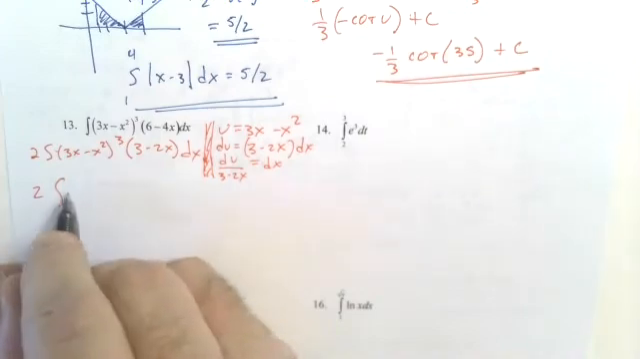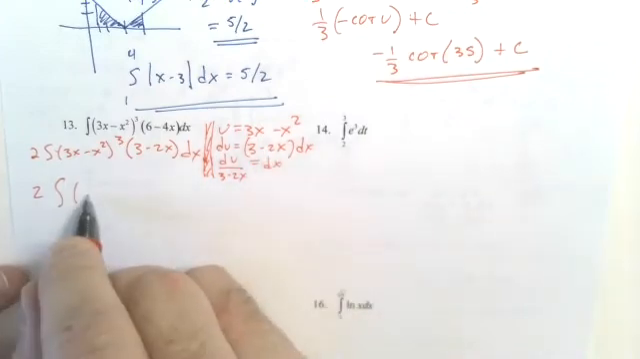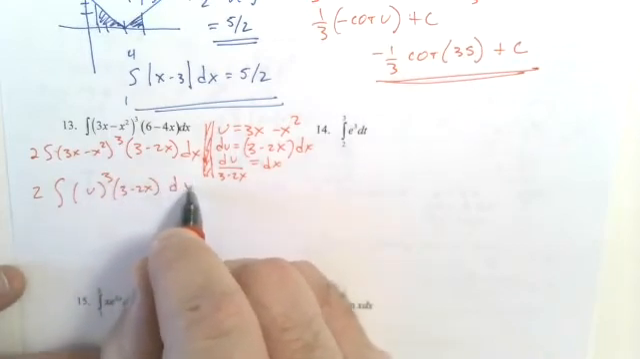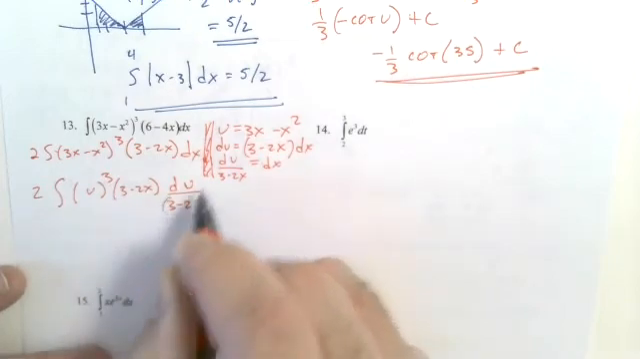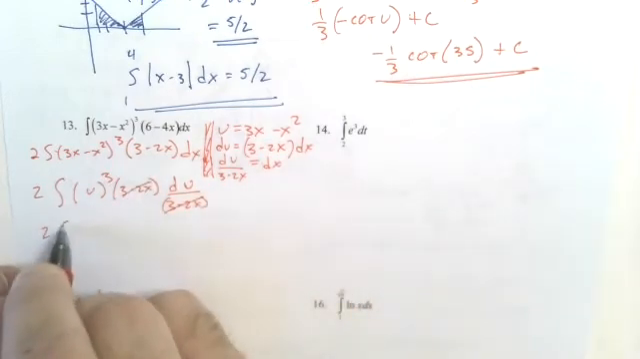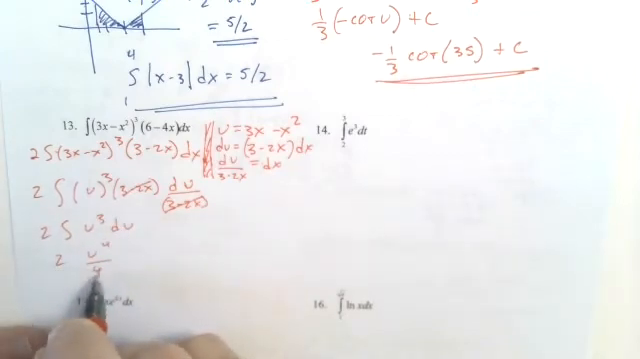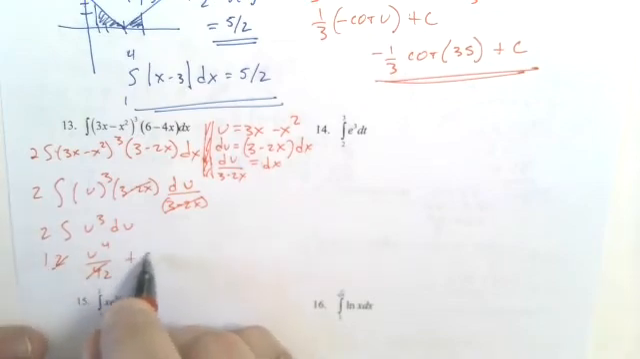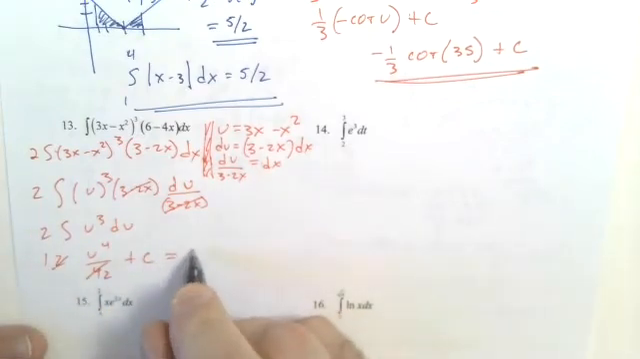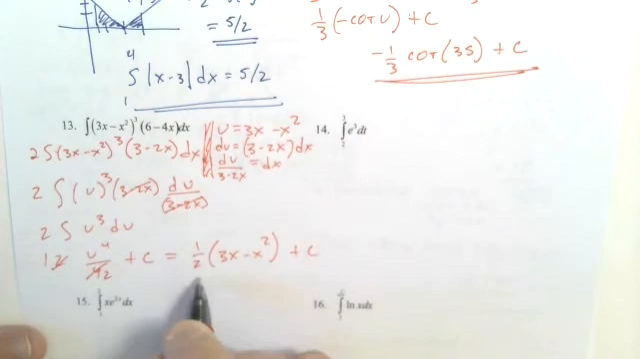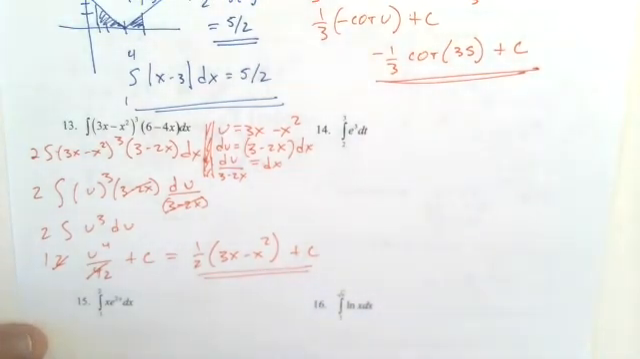2 integral of u to the third, 3 minus 2x, du over 3 minus 2x. 2 integral u to the third du, 2 u to the fourth over 4 plus c equals 1/2 3x minus x squared plus c. Oh my, to the fourth. That was bad. Hey, it happens.